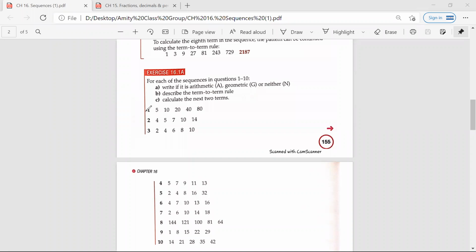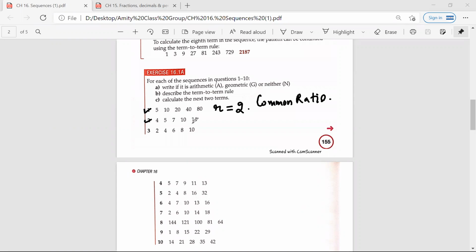Okay, Sanvi, question number 1. So is this an arithmetic progression or a geometric progression? It's a geometric progression. And what is the common ratio? You keep multiplying it by 2. So the common ratio would be 2. Any doubt about this? No, sir.